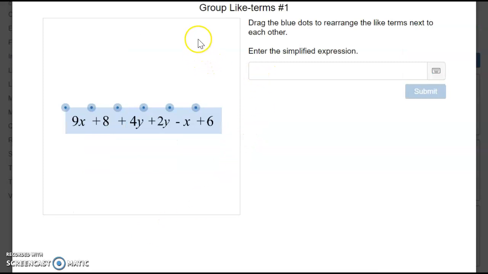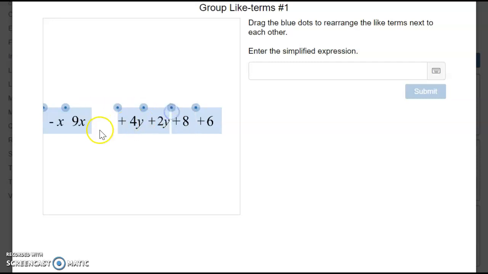Here we go. So we are continuing with grouping like terms. It says to drag the blue dots to rearrange the like terms next to each other and then enter the simplified expression. So when I look at 9x and 8, 4y, 2y, negative x, and plus 6, which are the like terms? I see the 9x here and negative x. So I am going to bring the negative x right to the front so that 9x and negative x are close to each other. Okay, so then plus 8 plus 4y and 2y. So I know that 4y and 2y should be together and the 8 should be brought to the back.